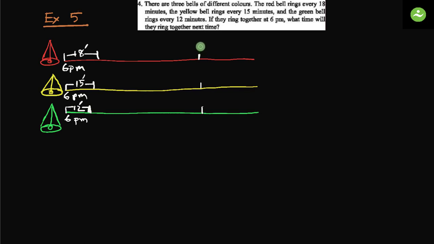Now suppose this is point A. Here they will ring again. Now for sure this will not ring before 18 minutes, or it will not take longer than 18 minutes. Always after 18 minutes, the red bell will ring. So that means when it rings here, that number is a multiple of 18. So we can write this multiple. We don't know the figure, how many minutes, but we know this is a multiple of 18.